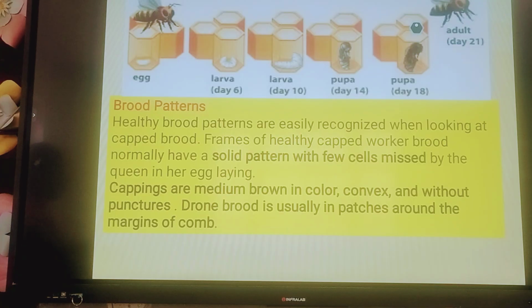So there are brood patterns. Healthy brood patterns are easily recognized when looking at the capped brood. Frames of healthy capped worker brood normally have a solid pattern with a few cells missed by the queen in her egg laying. The cappings are medium brown in color and convex, without punctures. Drone brood is usually in patches around the margins of the combs. Capping is done with the help of wax. So this is the brood pattern.